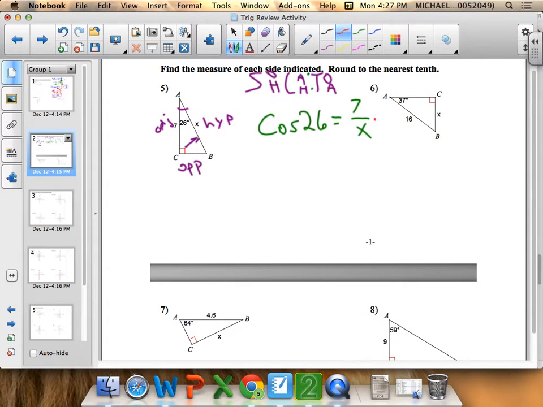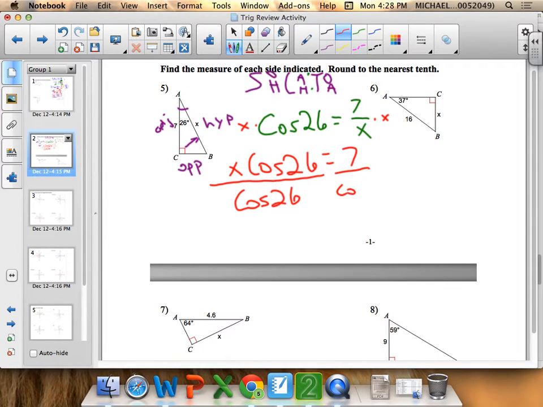In order to do that, I multiply x by both sides. So now I have x cosine of 26 equals 7. Still trying to solve for x, getting x by itself. I divide by cosine of 26, divide by cosine of 26, which cancels out cosine over here. So x equals 7 divided by the cosine of 26. 7 divided by cosine 26 on the calculator is 7.79. So the length, the hypotenuse in this case is 7.79.